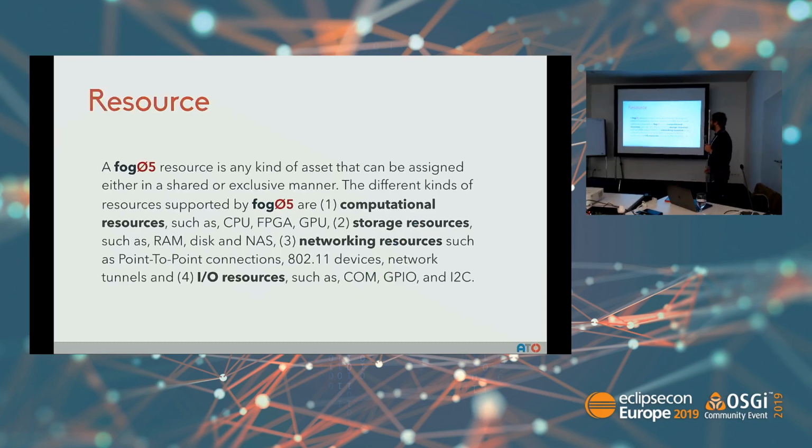For FogOS, a resource is something that can be assigned in either an exclusive or shared manner to an FDU or to something that you can deploy. So a resource can be anything like an FPGA, a specific I/O interface, some GPIO ports, a hardware accelerator, a portion of virtual or real CPU, a portion of RAM or disk, and so on. So it's something that can be assigned to an FDU.